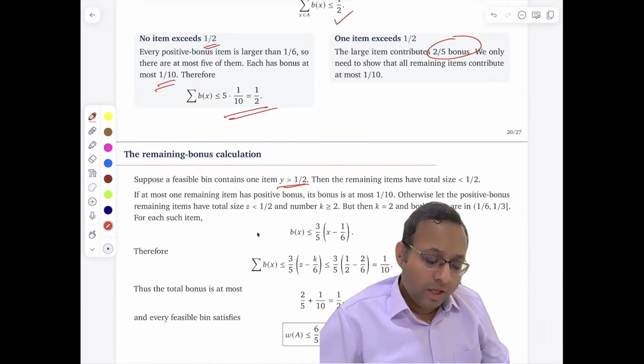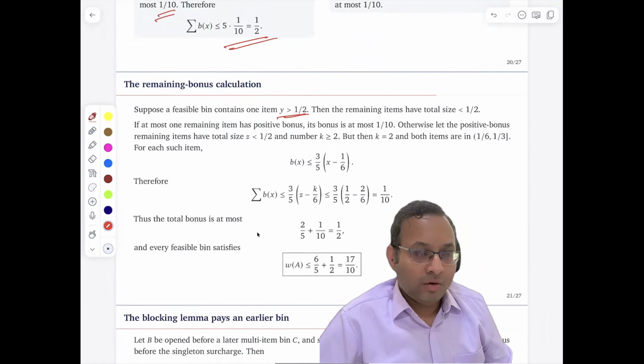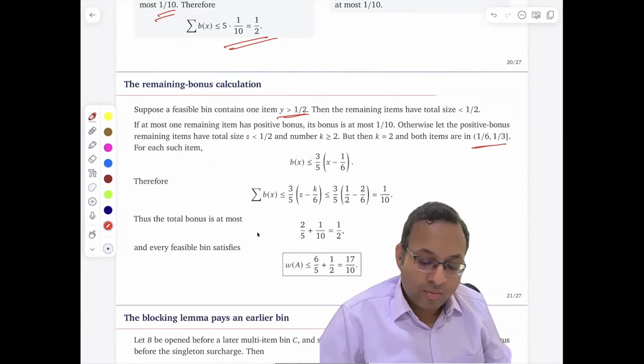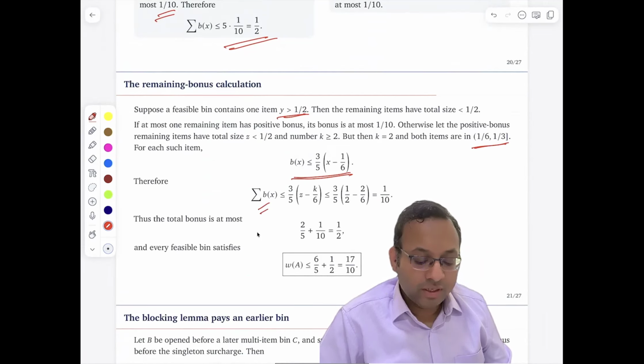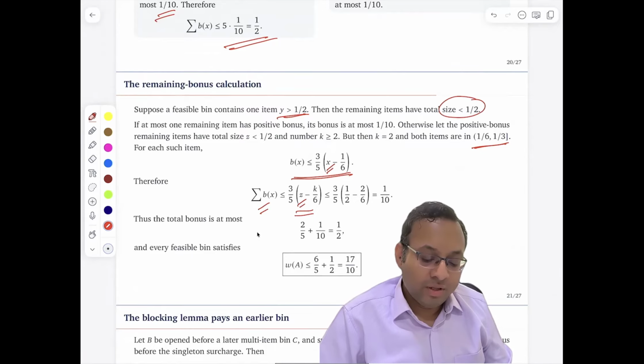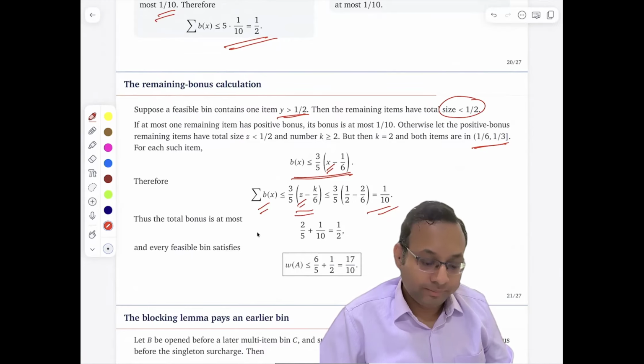Otherwise, if you have multiple items which have positive bonus, as the total size is less than half, and we know their size is at least 1/6, we know there are exactly two items and their sizes are between 1/6 and 1/3. And this is the bonus function for that regime, if you remember. And then the sum of their total bonus is just the sum of, I mean, it's a linear function, you are adding for x and y, if there are two items, total size is z, and z is at most half. So we get an upper bound of 1/10, which will again give you a 17/10 upper bound on the total weight of any bin.